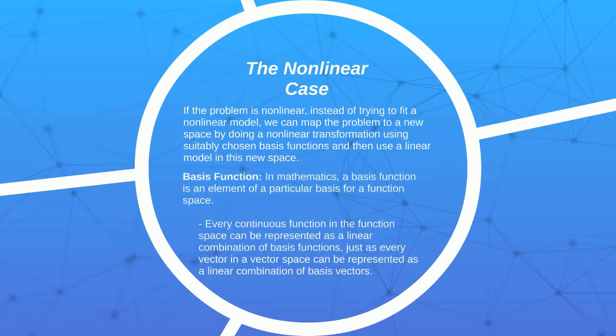So that was a lot of spaces and basis functions. We haven't covered basis functions, so I'm just going to give you a quick definition here. Google will tell you that a basis function in mathematics is an element of a particular basis for a function space. When I first read that, it was kind of hard for me to follow. So we've got some simplifications below. Every continuous function in the function space can be represented as a linear combination of basis functions, just as every vector in vector space can be represented as a linear combination of basis vectors. This is similar to a Taylor expansion, however, it's going to be a vector expansion or a linear combination of basis vectors.